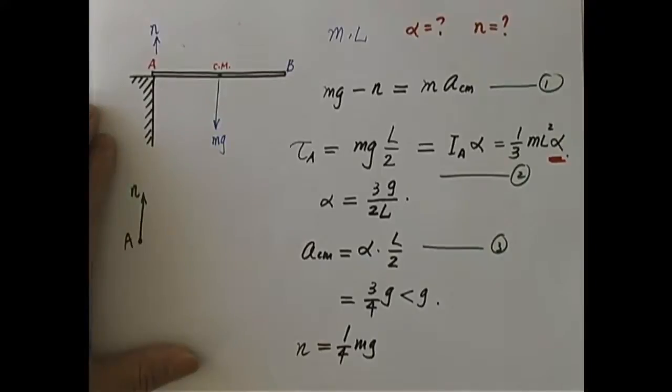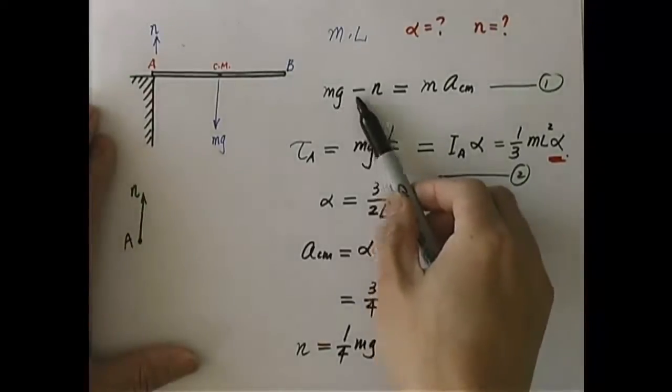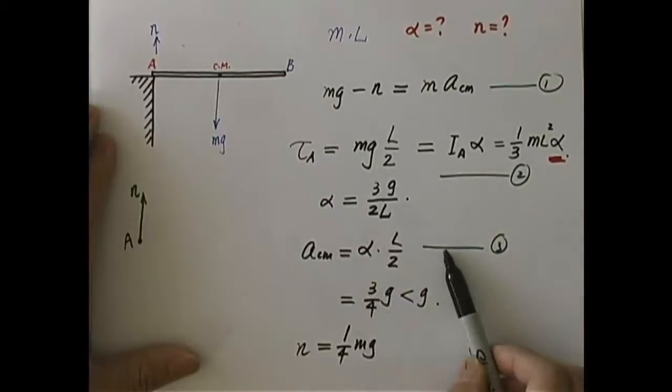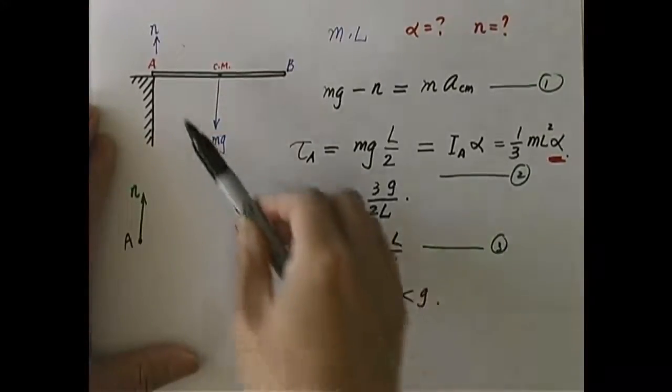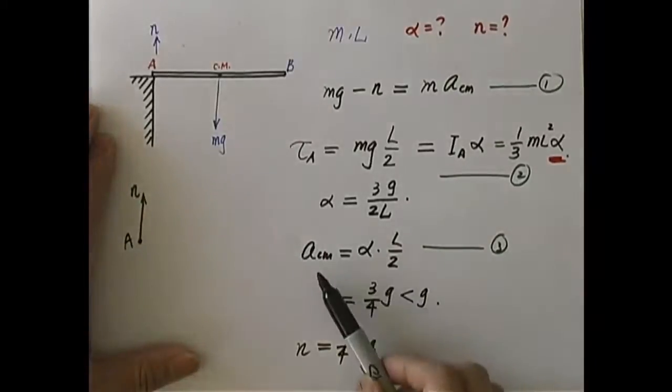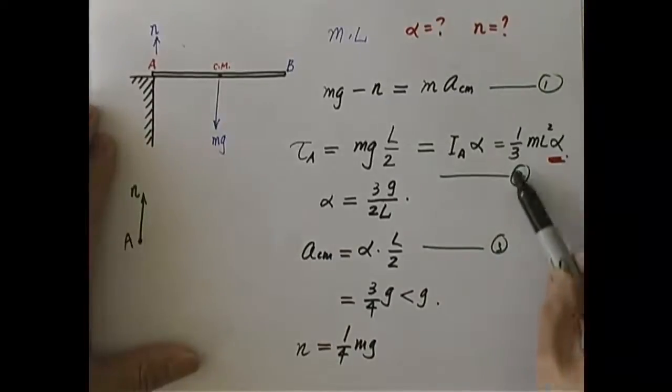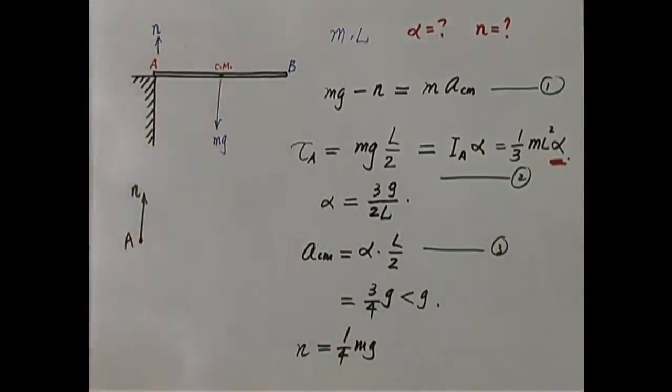So again, the way we solve this problem, we look at three aspects. We looked at the translational motion of the center of mass. That's one. We looked at rotation about a fixed axis, which is point A. We also looked at the connection between linear motion of the center of mass and the angular acceleration of the object. Okay, so please make sure you know how to put all these three pieces together.